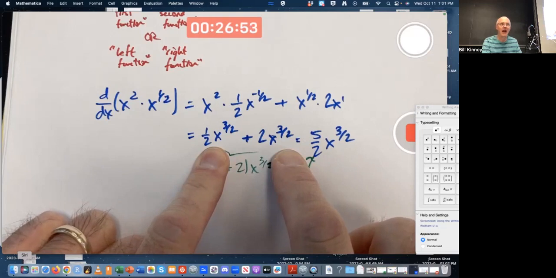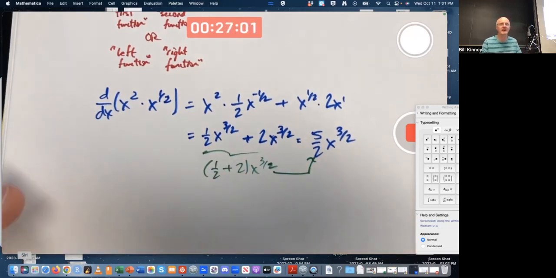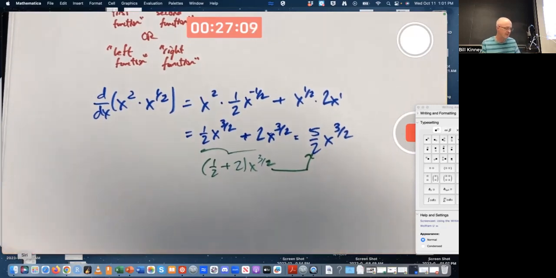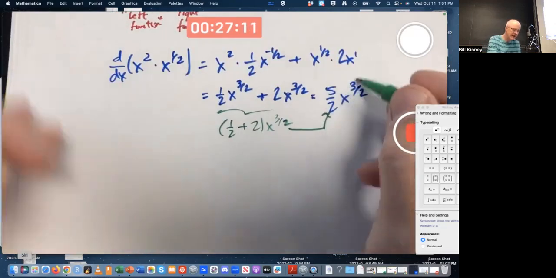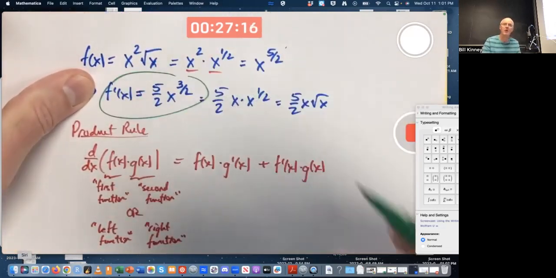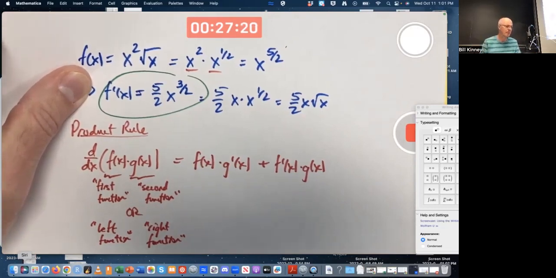We are really comparing apples with apples and not apples with oranges there. It's just a symbol. Yeah, it does represent a number. It represents the same number in both spots. So yes, the more official way is to use the distributive property to confirm that you can do that. Okay, so yes, we did get the same answer, 5 halves x to the 3 halves, that we got up there with the power rule. So yes, the product rule worked.